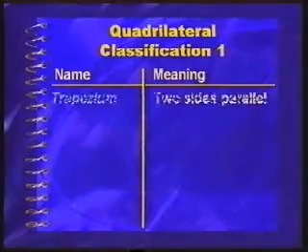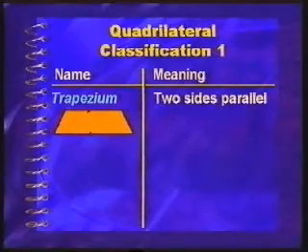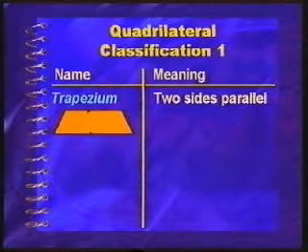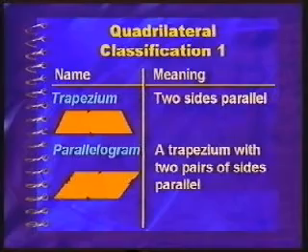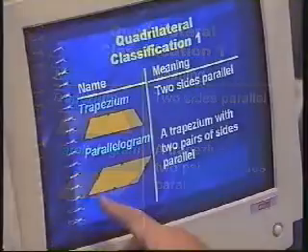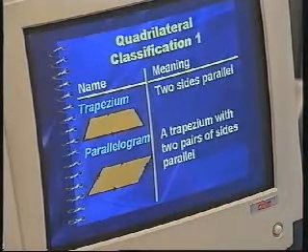There are different types of quadrilaterals, and I've got them classified on the screen. Let's have a look. We've got, first of all, a trapezium. That's got two sides parallel. So if there are two sides parallel, it's a trapezium. A parallelogram, on the other hand, has two pairs of sides parallel. See, that one is parallel to that, and the sides there are parallel.